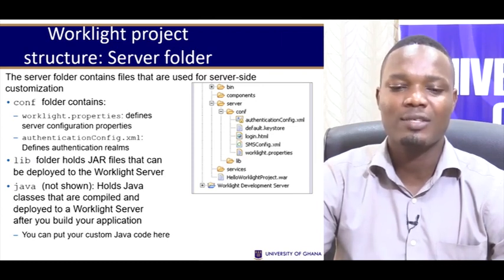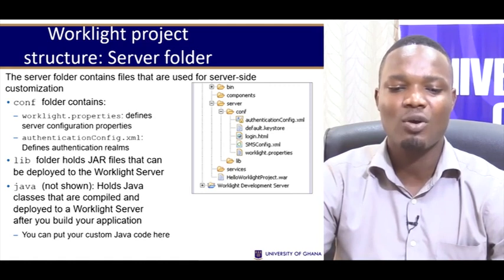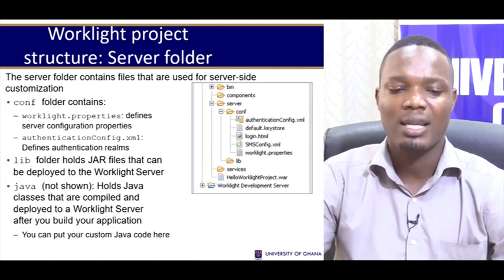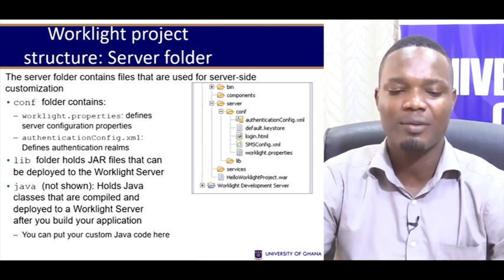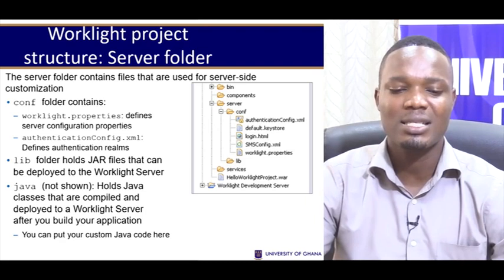Now, following the Worklight project structure, we also have the server folder. Here we have the conf folder, which contains the worklight.properties. This defines the server configuration properties. We also have the authentication-config.xml, which defines authentication realms. Then we have the lib or library folder, which holds jar files that can be deployed to the Worklight server. Finally, we have a Java folder that holds Java classes that are compiled and deployed to a Worklight server.